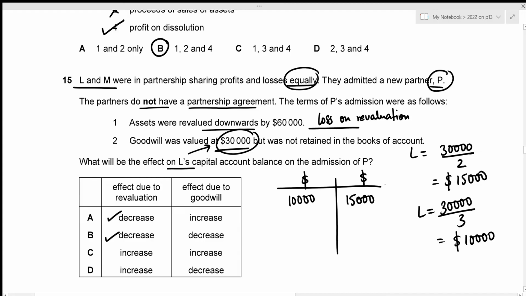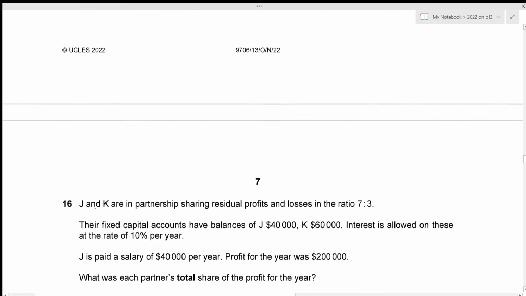And we can see that the credit side is heavier, and we're talking about capital account. So a heavier credit side means that there has been an increase in the capital account. The effect due to goodwill is an increment given in A and C, and the correct one for both revaluation and goodwill is given by option A, so that will be the correct answer. This concludes question number 15. We can now move towards question number 16.